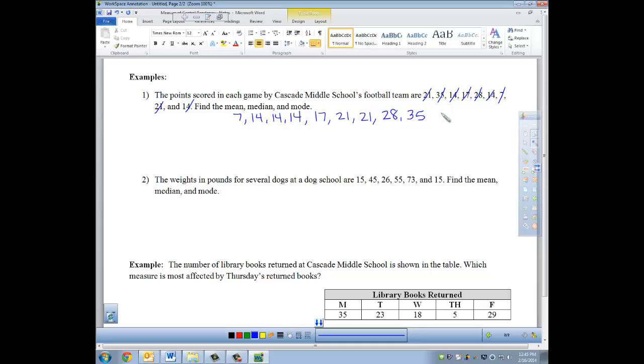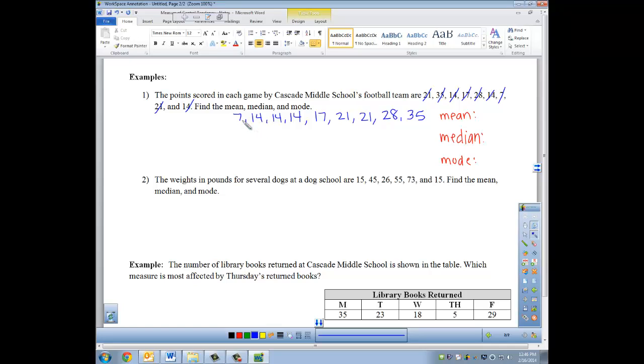So over here I'm going to write mean, median, and mode. So this is where I'm going to put my answers just to keep it organized. Median and mode are usually the easiest ones to find, so let's do that first.